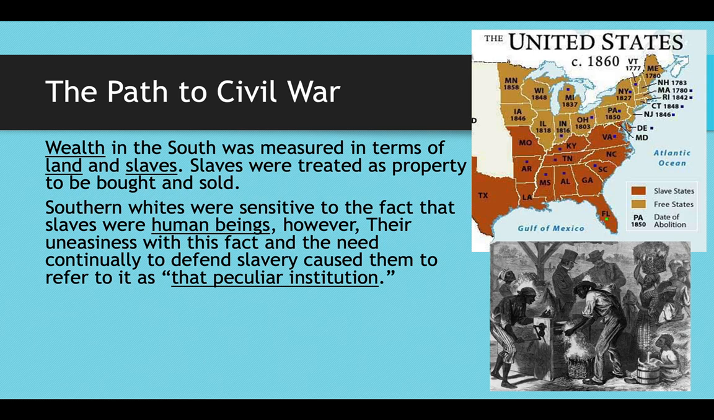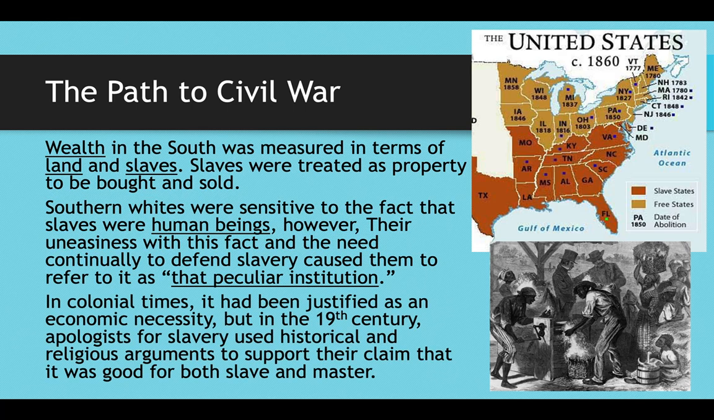Sometimes they even avoided saying the word slavery because it just sounds bad. And we can't say things that sound bad. We have to sanitize it and make it seem less evil than it actually is. Now, in colonial times, slavery had been justified as an economic necessity. At least that's how people tried to justify such an immoral practice. But in the 19th century, apologists for slavery, or people who fiercely defended it, tried to use both historical and religious arguments in order to support their claim that slavery was somehow good for the slave as well as the master.